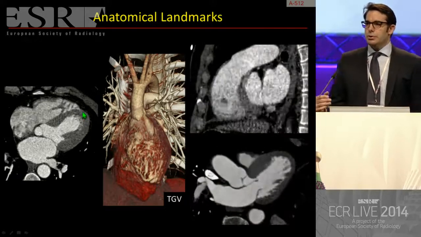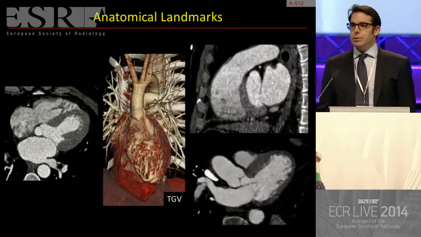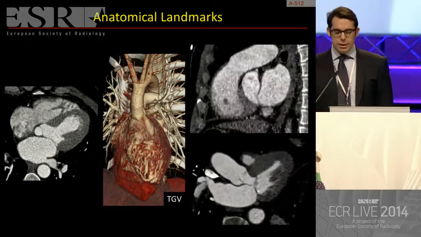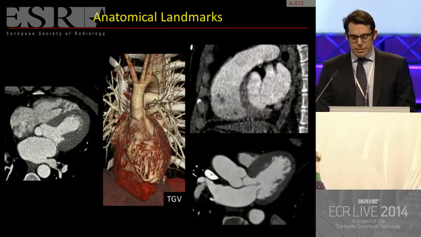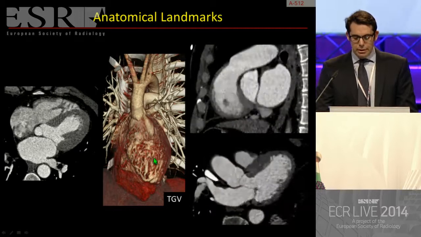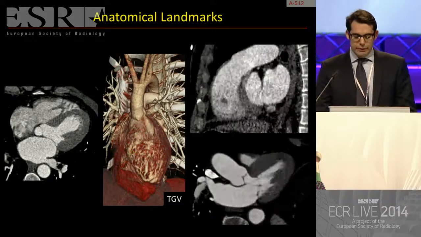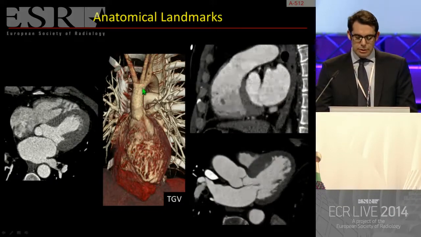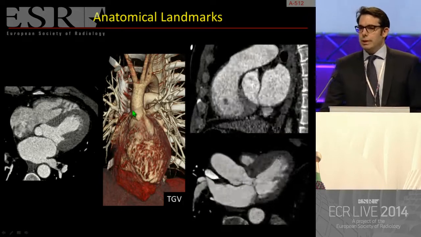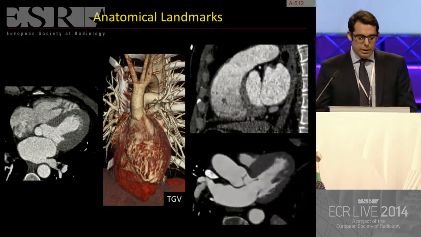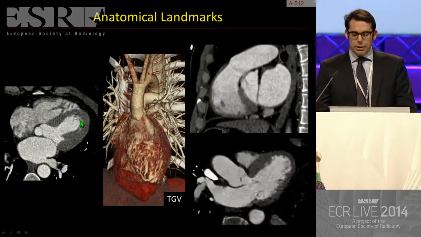So if we want to say this is a morphologically right ventricle or left ventricle, particularly when we're dealing with congenital heart disease, we should look at the moderator band. And once you recognize a moderator band, like in here, you have to look at the artery that's going out of that ventricle. And if it's the aorta, like this one, this is the transposition of the great vessels. So anatomical landmarks for the ventricle would be the moderator band on the right. On the left, compacted myocardium.